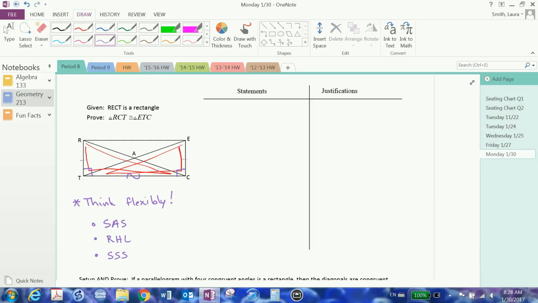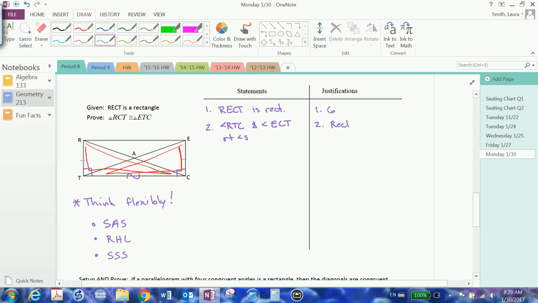I think I'm actually going to go, which way do I, well, the last one I did was side, side, side. So how about if I do RHL in this one, right? But thinking flexibly, remember, there are many, many ways you can do this. So I'm going to shoot for RHL. I'm going to start with the given. And then I'm going to use my reflexive side. Actually, no, I'm not going to do that right away. That doesn't really flow too well from the fact that it's a rectangle. I'll put that in last.